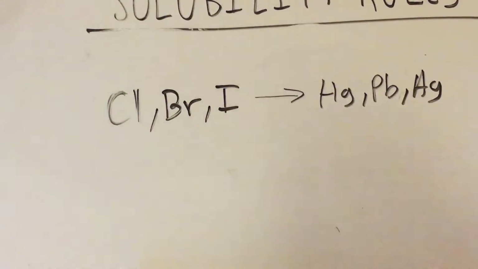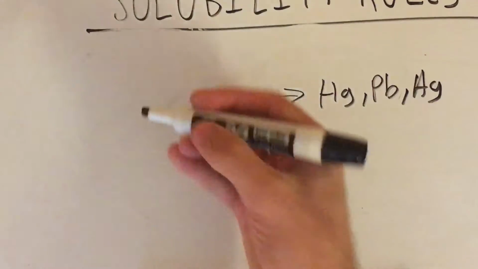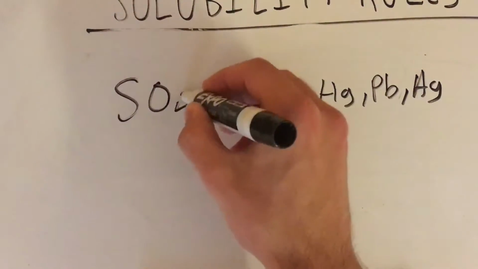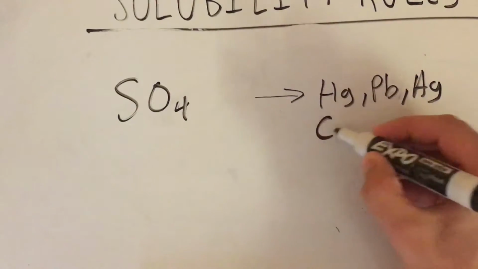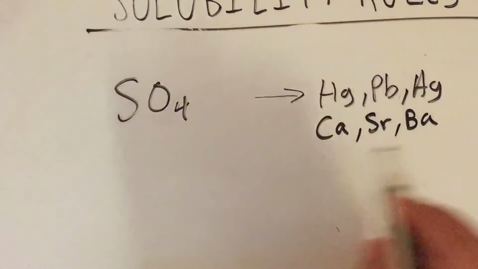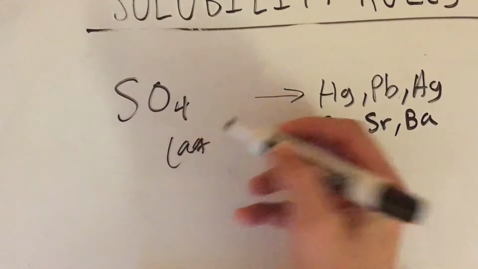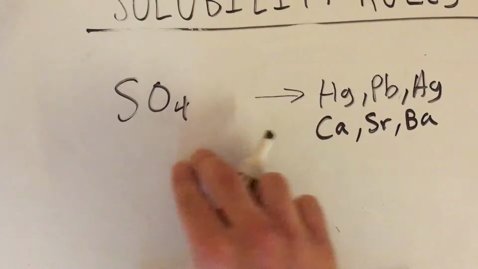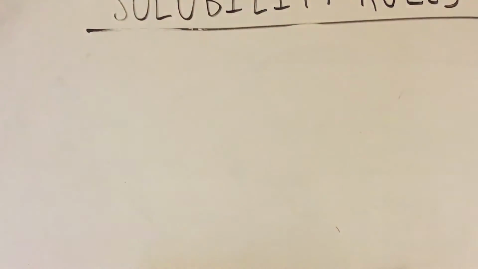Then if you have sulfate, for the most part it is soluble, but if it's paired with one of these three, and in addition to those three, calcium, strontium, or barium, that makes the sulfate automatically insoluble, and you won't be able to put the (aq) notation next to it. Okay, moving on. So let me give you some examples.